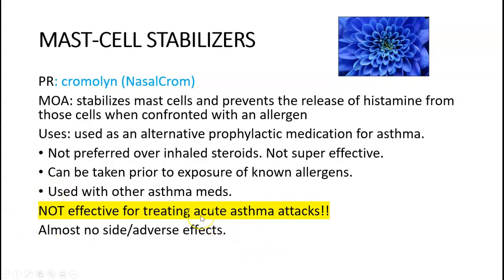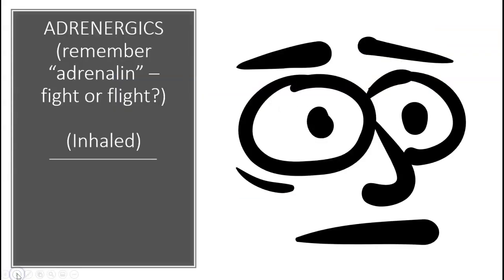This is not effective for treating acute asthma attacks. It has nothing to do with bronchodilation or really inflammation in the lungs. The only thing this is good for is preventing the release of histamine from cells when confronted with an allergen, which might be the cause of some of the inflammation. But once the problem's happened and you have inflammation, this drug is not going to help you. Not only is it not super effective, there's almost no side or adverse effects, because it doesn't really do much. But it's a good one to know, and you can get it over the counter, and we would want you to know it because patients may tell you that they're taking it.